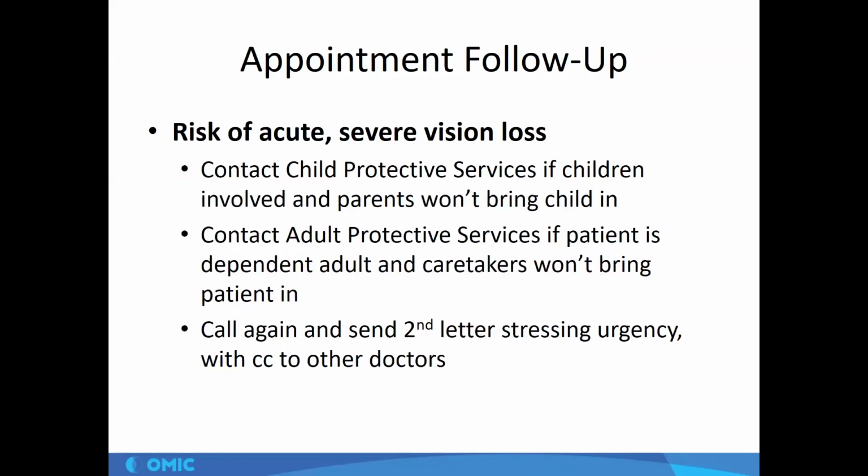But if there's a risk of acute severe vision loss, more follow-up is needed. If it's a child, you might consider contacting CPS. If the patient is a dependent adult, you might also contact Adult Protective Services. And in this case, we do recommend calling again and sending a second letter stressing the urgency and copy other physicians who might be involved in the care.